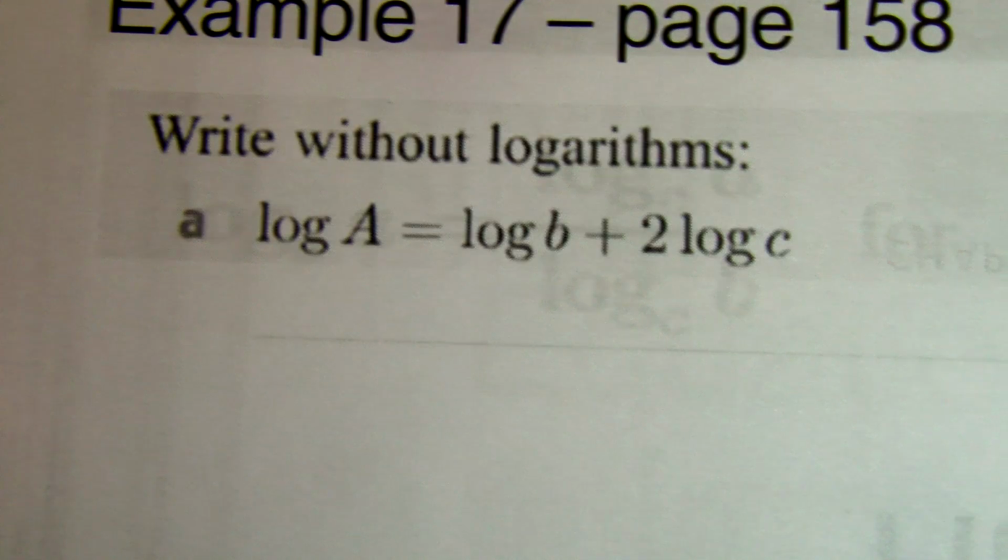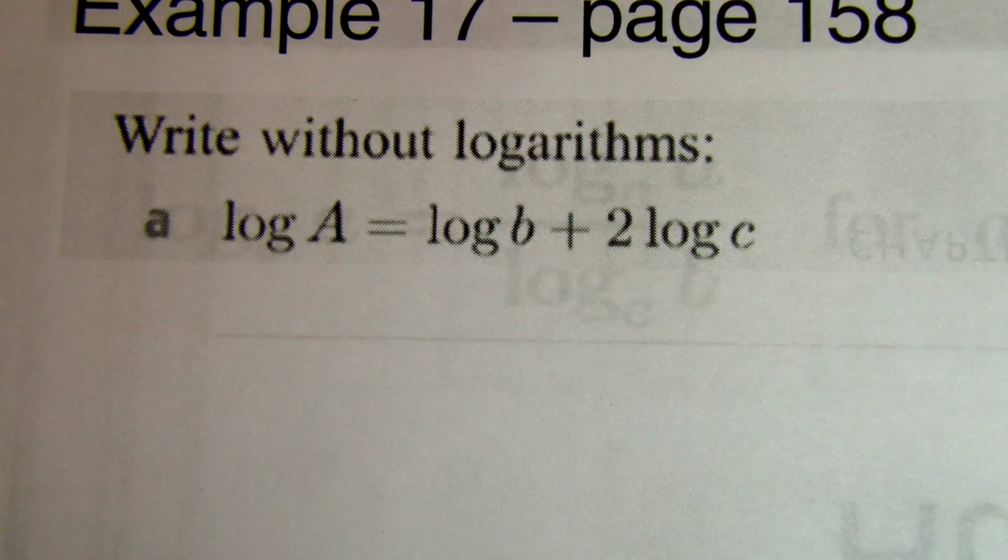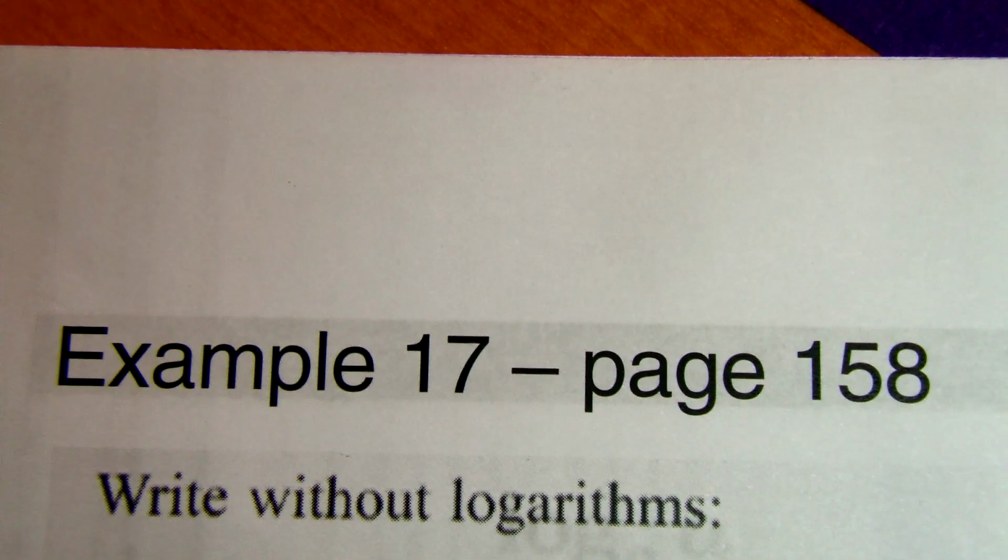Alright. So now we're going to go backwards. We need to write this without a log. Yeah, so we're going backwards now. Before we do this, I need to give you a property. This is not in your formula book. This is not in the book, but this is a property that you should know and understand.